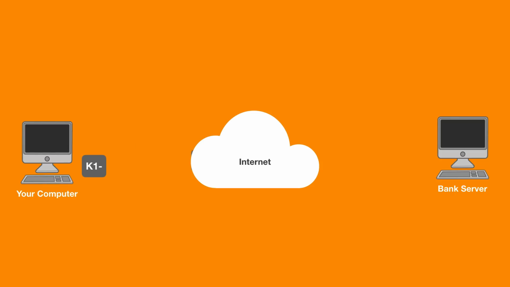We now send the public key to the bank server in plain text. Even if someone captures our public key, it doesn't matter because they cannot decrypt any data using this key. All they can do is encrypt data. On the other hand, our bank server also has a public and a private key. It makes the public key publicly available to everyone. Let's say the public key of the bank server is K2 plus and the private key is K2 minus.